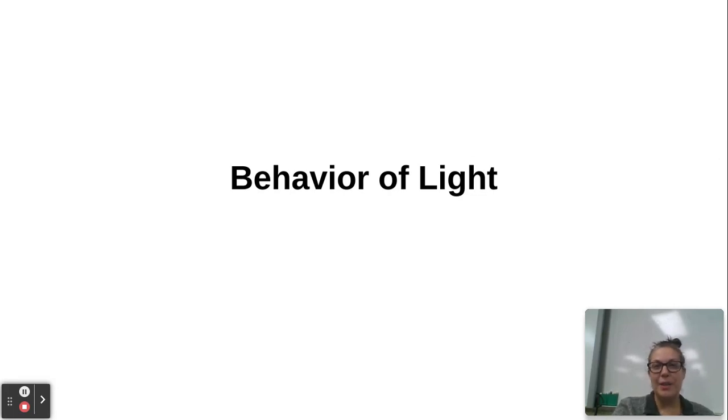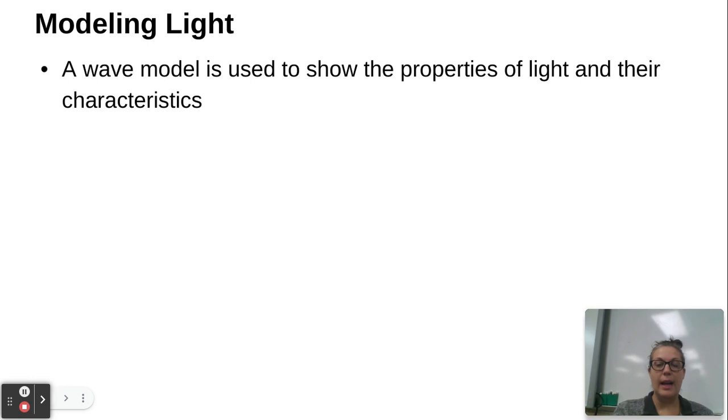Hi everyone. Today we're going to be talking about the behavior of light. So, in the past, we have been talking about how we can model different processes within science. And we have two different types of models that we can use when it comes to light. One is the wave model, which is what we've been using to show the properties of light and their characteristics. Properties and characteristics are talking about the amplitude, the wavelength, the frequency, the energy. The wave model allows us to see all of these in a nice snapshot.